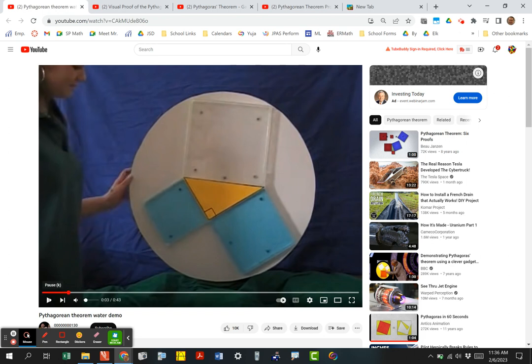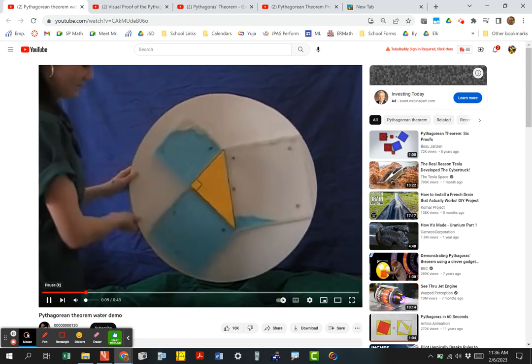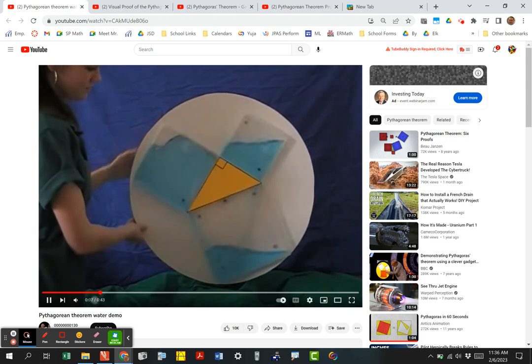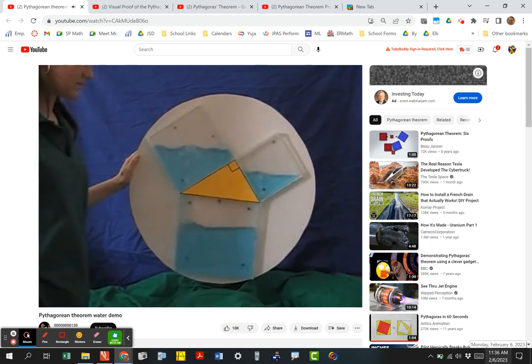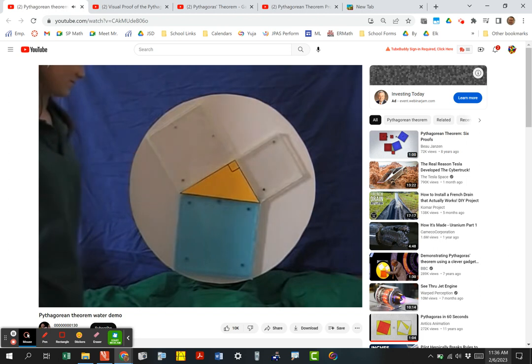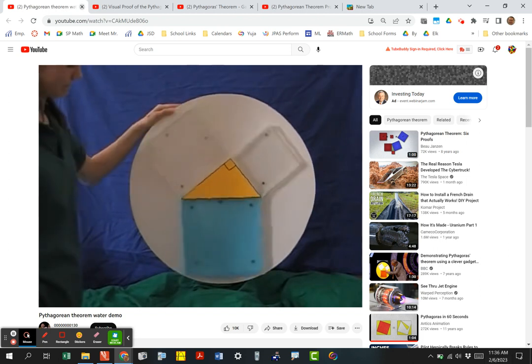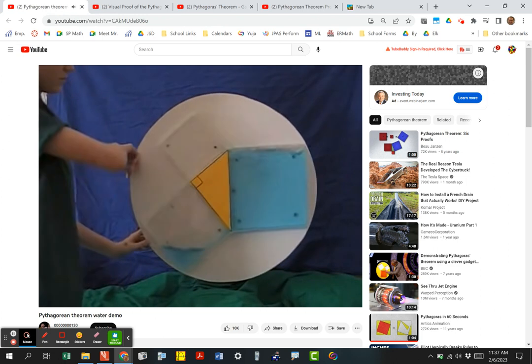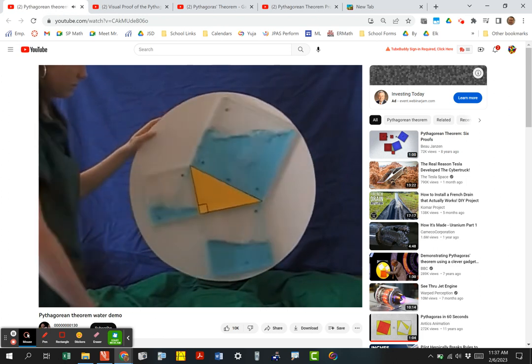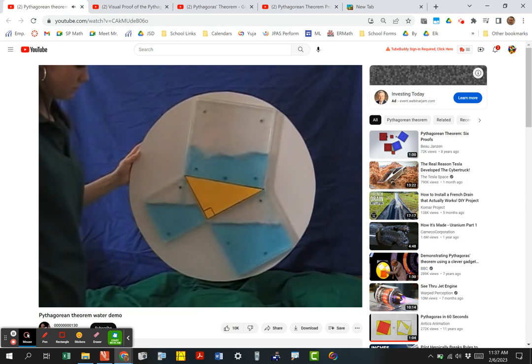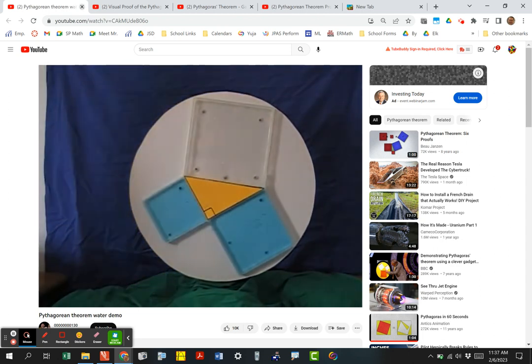Well, it says demonstration right there. Demo, right? Okay. Watch, they'll flip it over. So now everything's in c squared, and all of the water in c squared is going to end up in the leg squared. It's so cool. Okay, so that's a visual demonstration, a water demonstration.